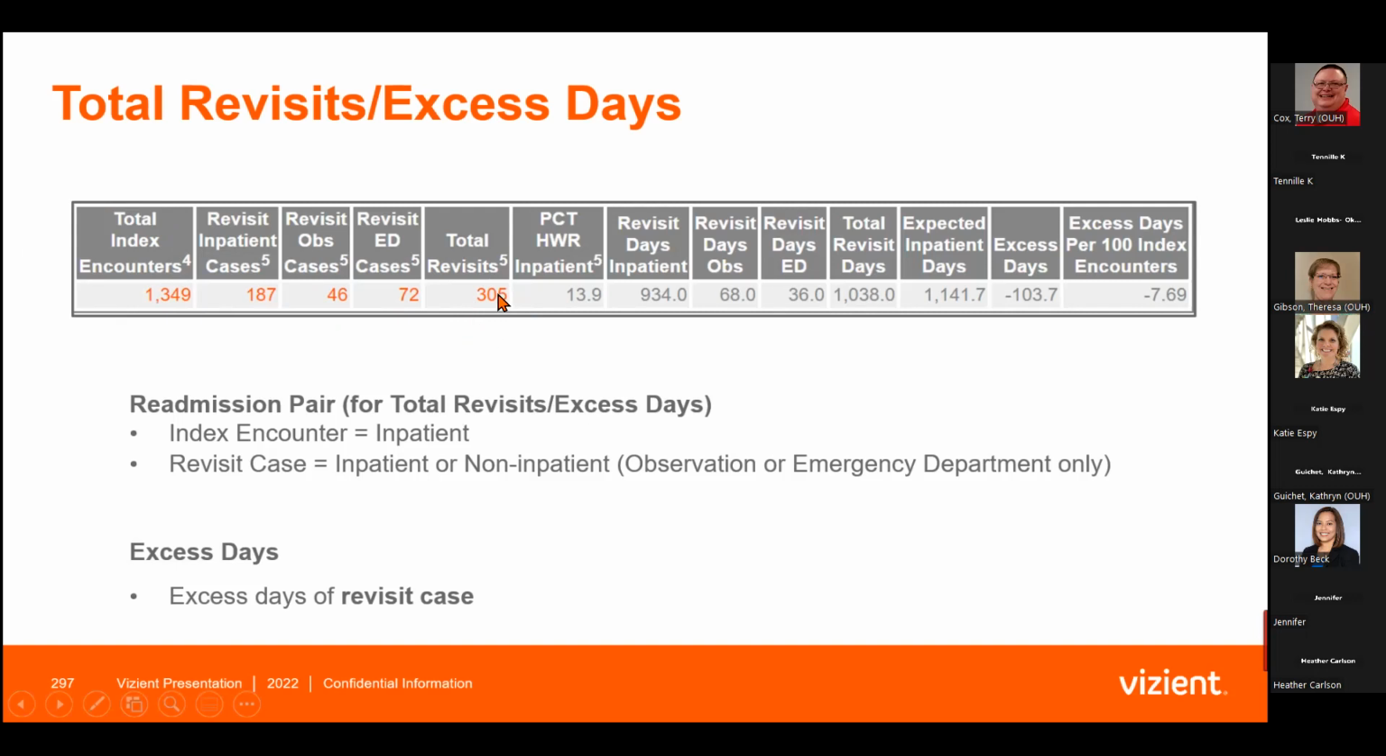So this is number of visits, and those are all calculated into percentages as well. So 187 out of 1,300 was a 13.9% house-wide readmission for inpatient. We look at the number of days of inpatient as well, and the number of days in OBS. And so this whole second section here is where we start getting into our excess days calculation.